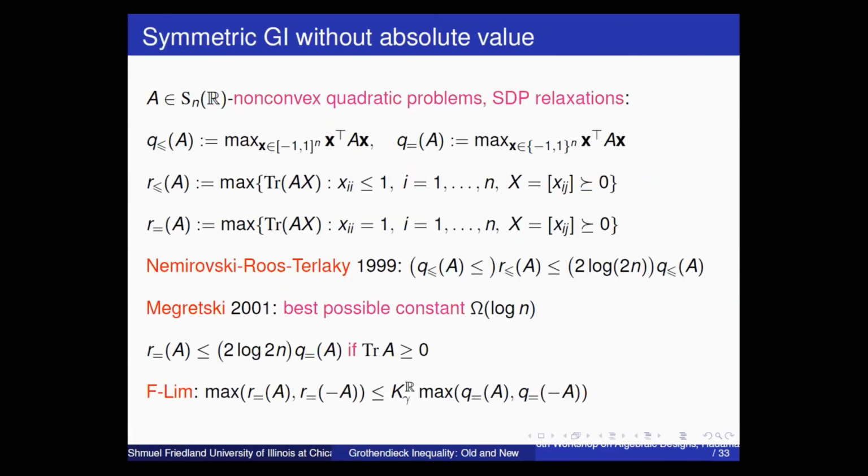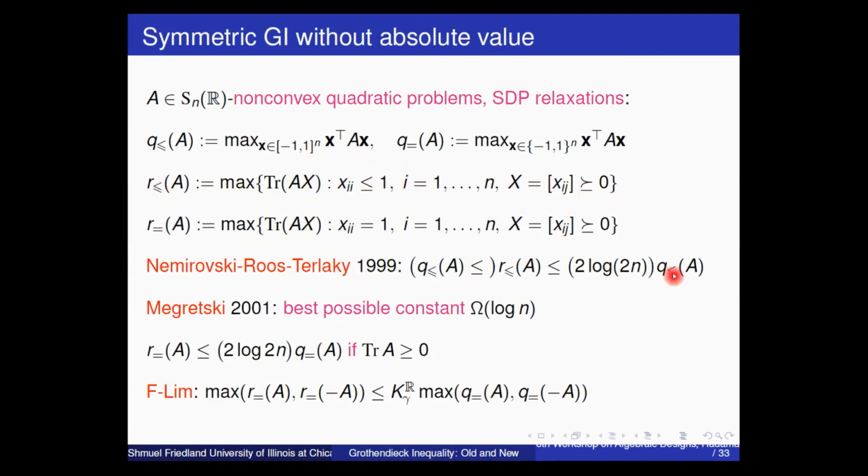Okay, so now let's look at the symmetric Grothendieck inequality without absolute value. In other words, I would like to find an estimate of the maximum of trace of AX, this problem, Q(A), where X has entries at most 1 in absolute value. This comes up in many combinatorial problems, and it's NP-hard. So now you say, okay, we're all smart, we do an SDP approximation. This is the SDP approximation.